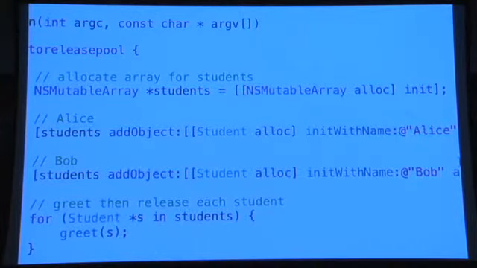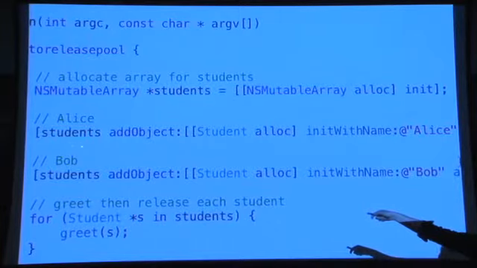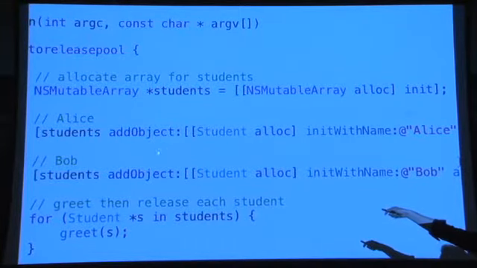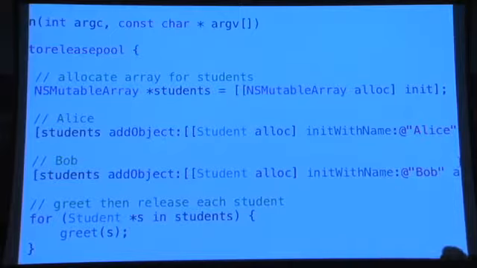How about Alice? How do we add things to this array? Well, students is the name of the object now. I'm going to go ahead and call a method, or pass a message, called addObject. What do I want to add? Well, I want to allocate a student in this case, and initialize it with a name and an age.